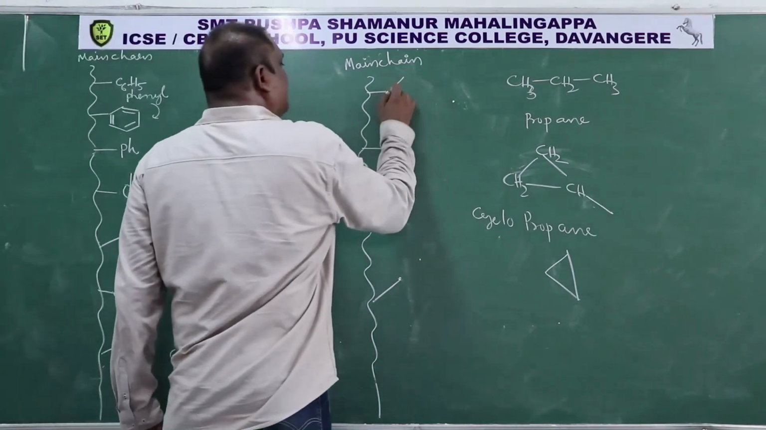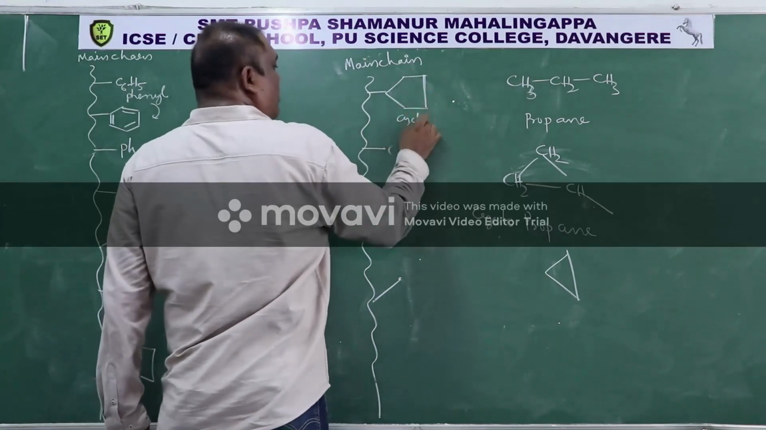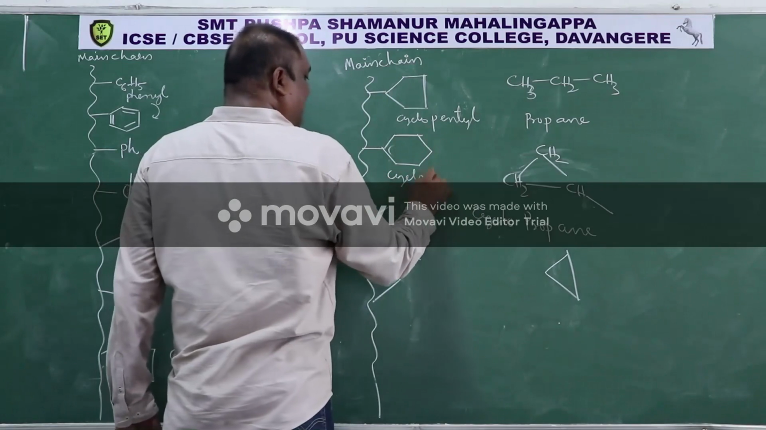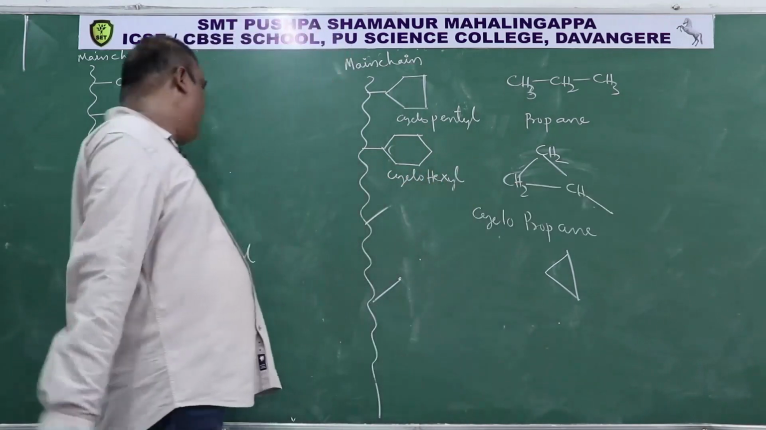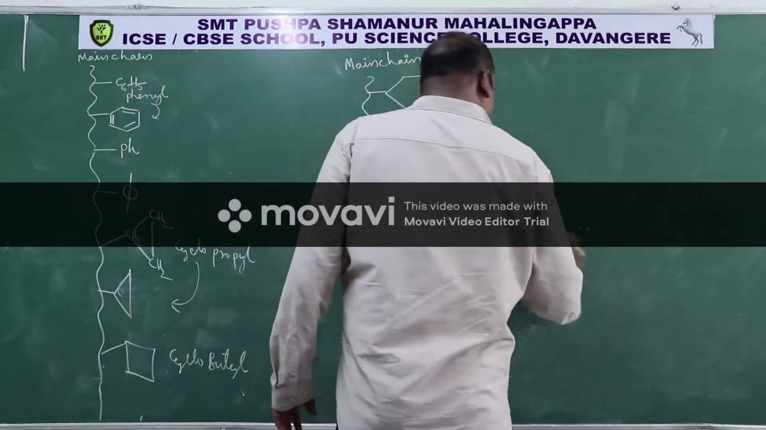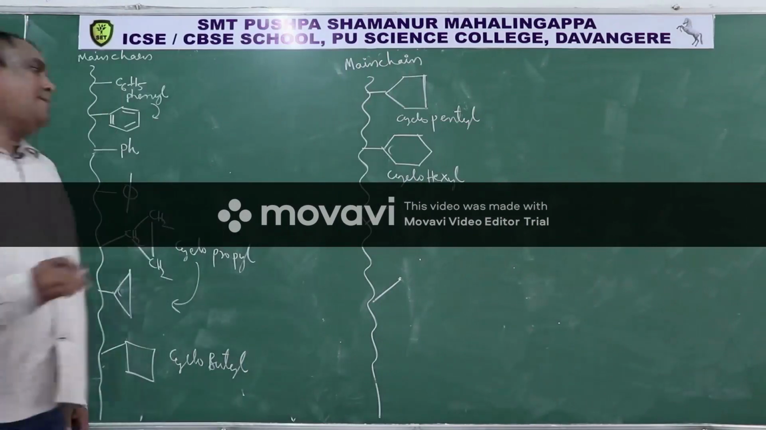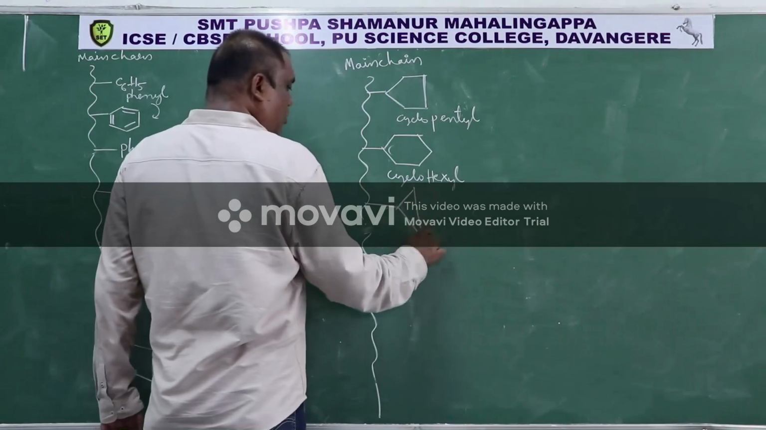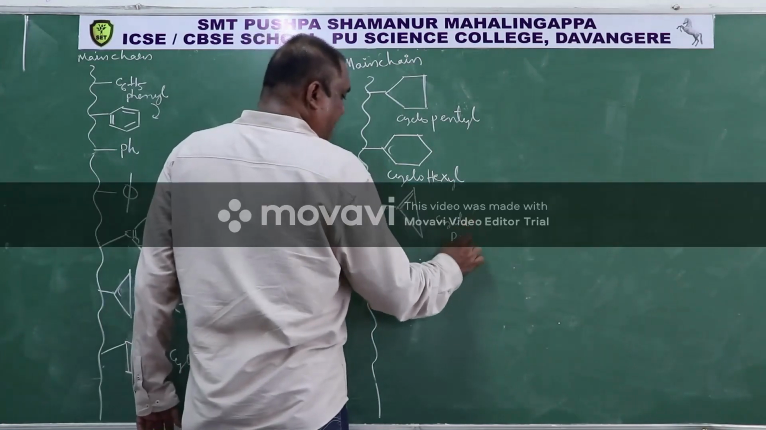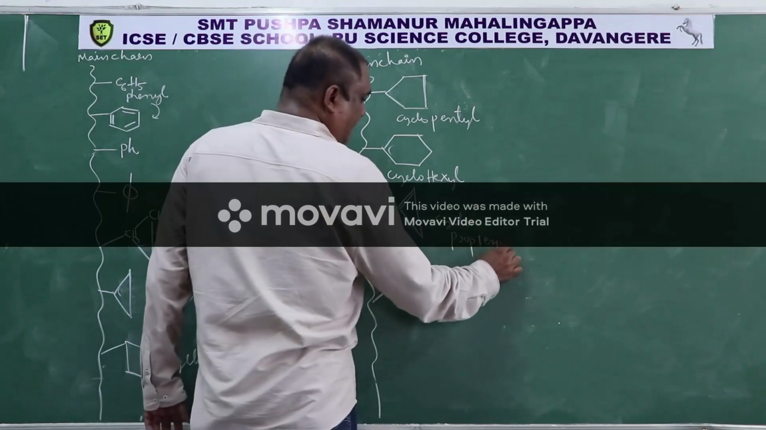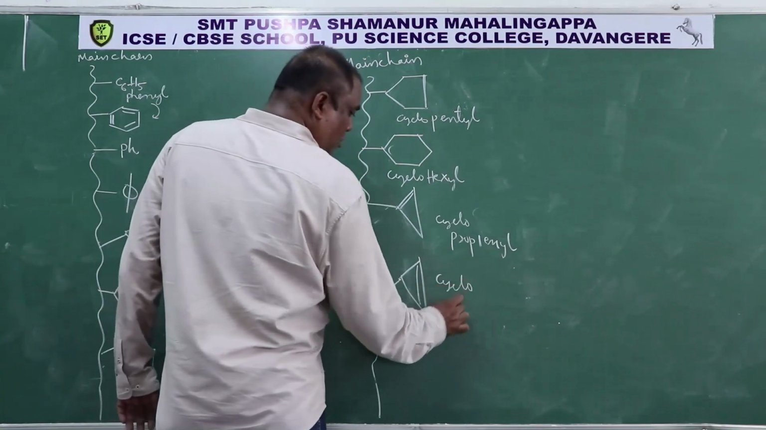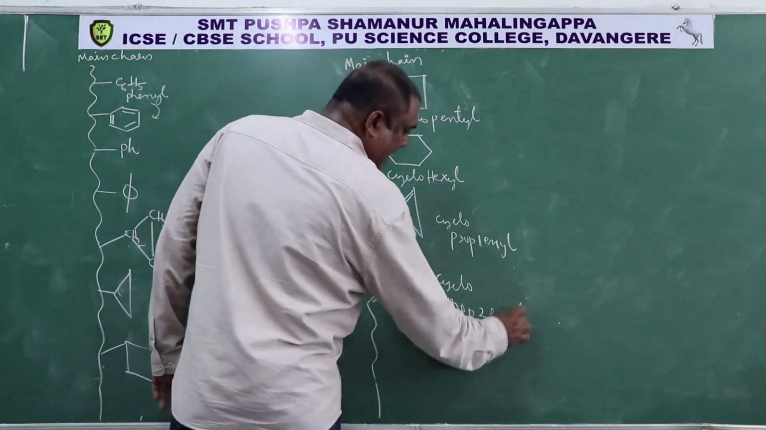Then, if I write like this, this is cyclopentyl. Then if I write like this, this is cyclohexyl. Then so this is cyclopropyl. If there is a double bond here, cycloprop-1-enyl. Then this is again cyclopropyl. But if the double bond is here, then its name is cycloprop-2-enyl.